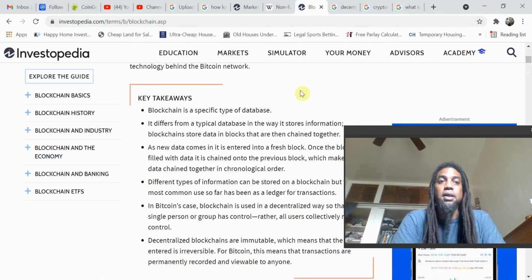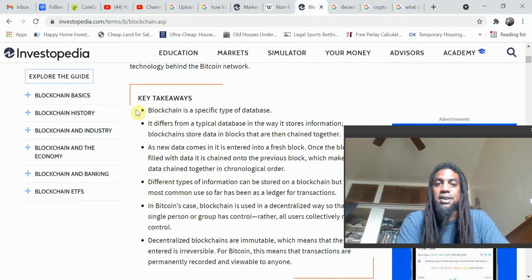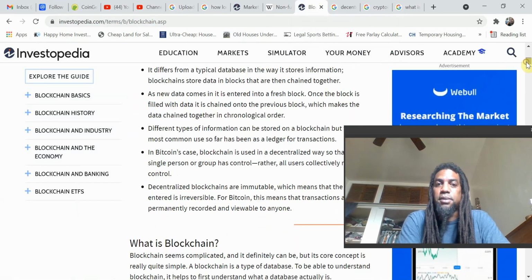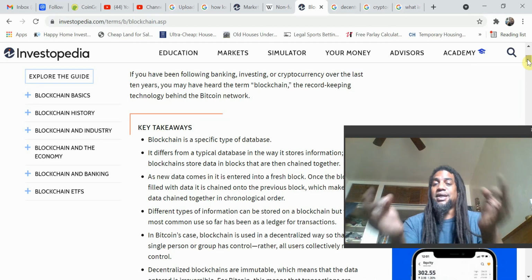So, okay, now we're on to the blockchain itself. What is a blockchain? Definition wise, blockchain is a specific type of database. It differs from a typical database in the way it stores information. Blockchains store data in blocks that are chained together. A blockchain is very easy to describe because it's a distributed ledger system.